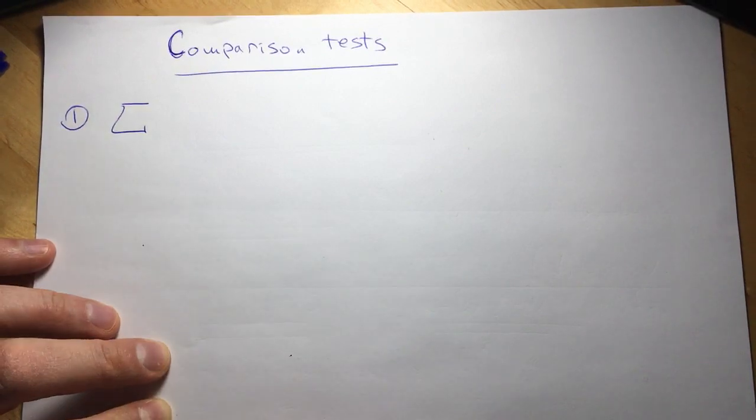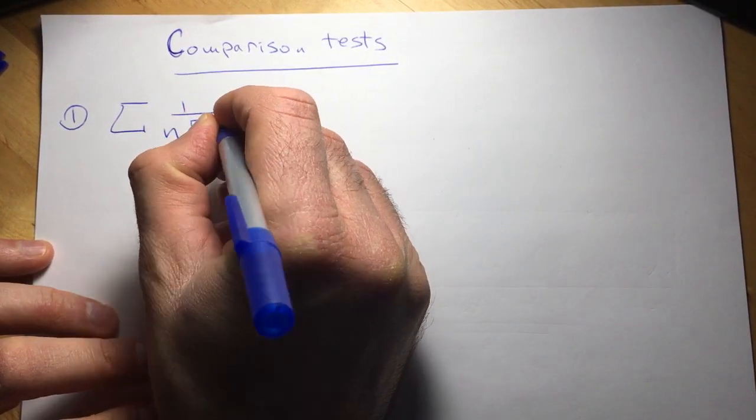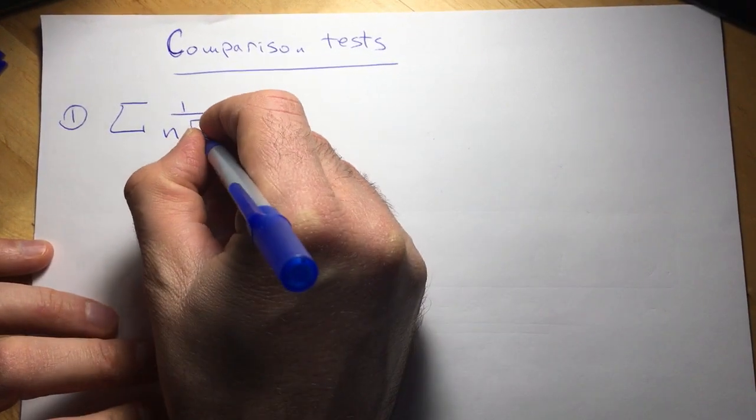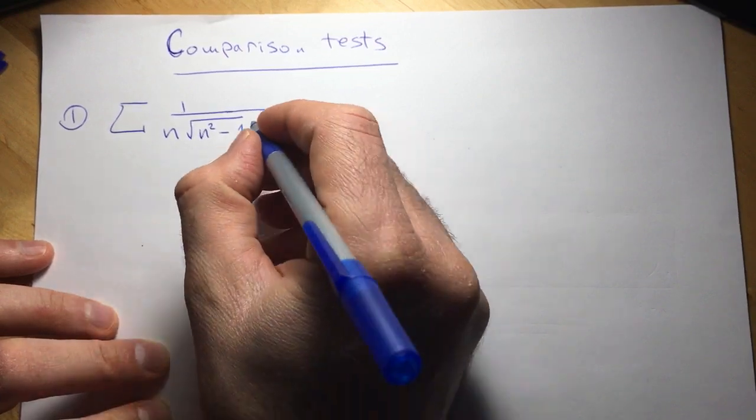Of course, the question is: determine if this series is convergent or divergent. One easy problem for the warm-up: n times square root of n squared minus 1.